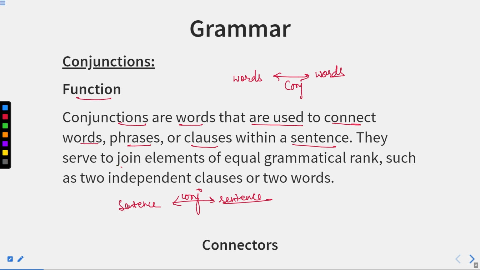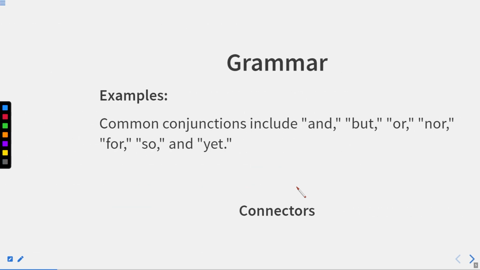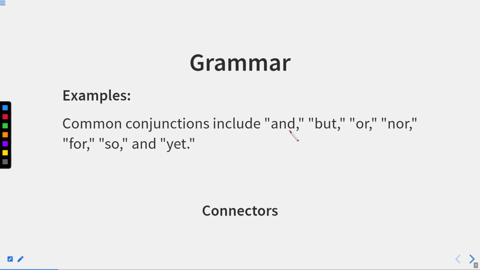They serve to join elements of equal grammatical rank, so they should be equal in grammatical rank. The sentences should be of equal level, such as two independent clauses or two words. For example, common conjunctions include and, but, or, nor, for, so, and yet.